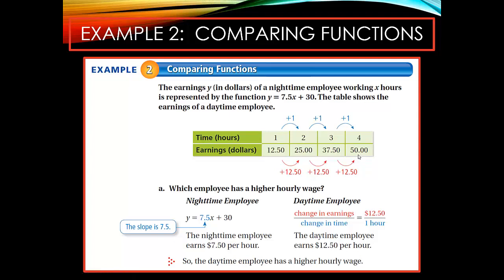So which employee has a higher hourly wage? The nighttime employee had an equation of y equals 7 5/10 x plus 30. So the nighttime employee earns $7.50 per hour. And we're just looking at the higher hourly wage. The daytime employee would be our change in earnings over our change in time. So we're going to have $12.50 over 1 hour. So the daytime employee earns $12.50 per hour. So the daytime employee has a higher hourly wage.